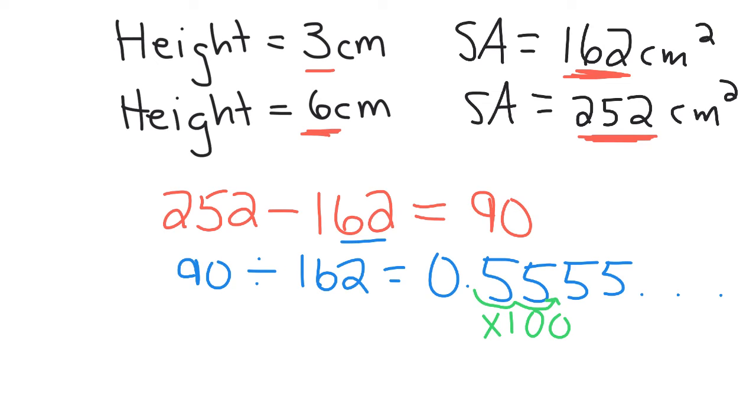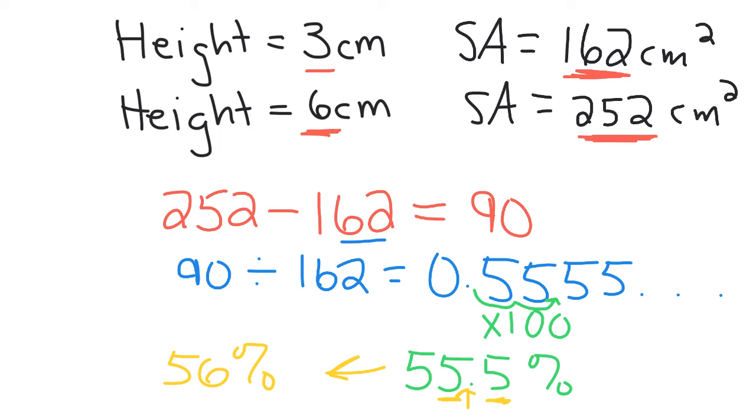And it becomes 55.5%. But if you read the problem, it said that you need to round to the nearest percent. So here's the percent. We look to the right. This 5 is between 5 and 9, so that means that the other 5 is going to go up. So it becomes 56%. For assessments, you just keep it at 56.